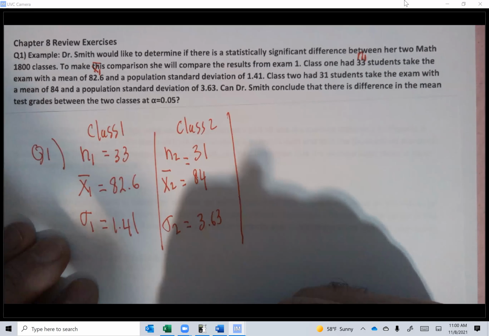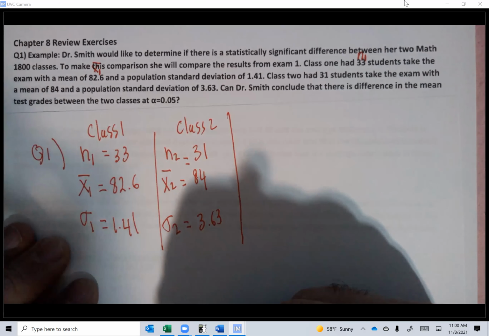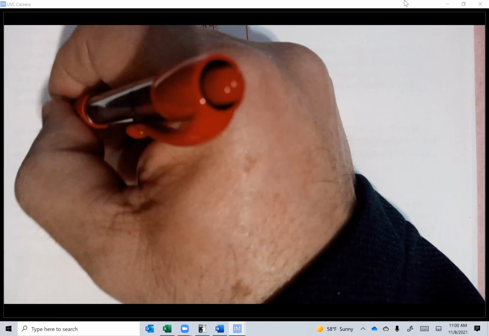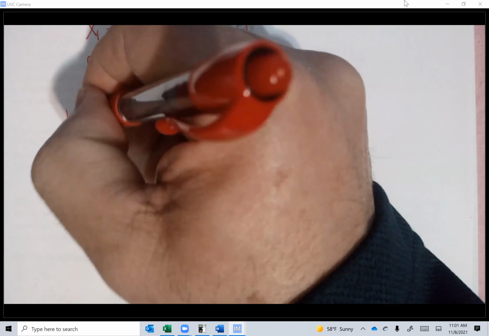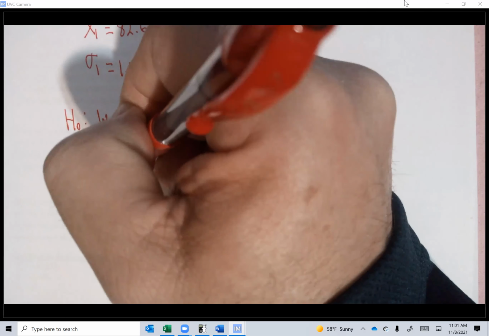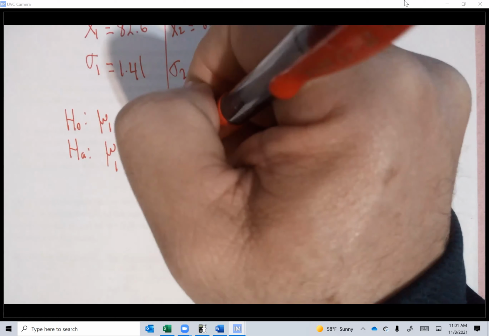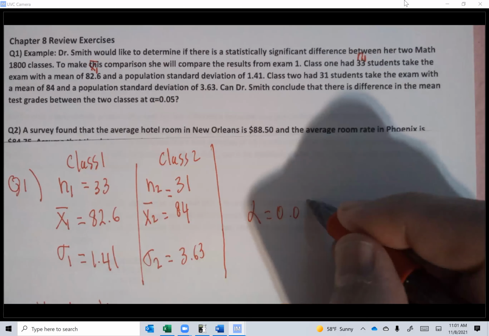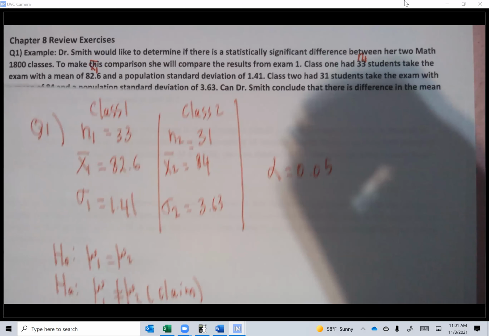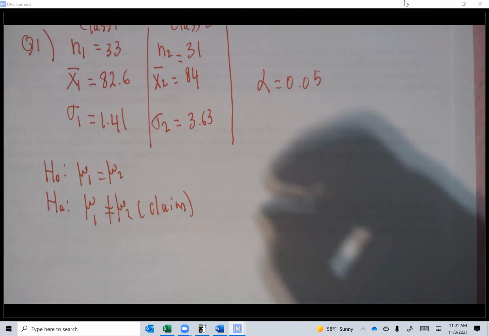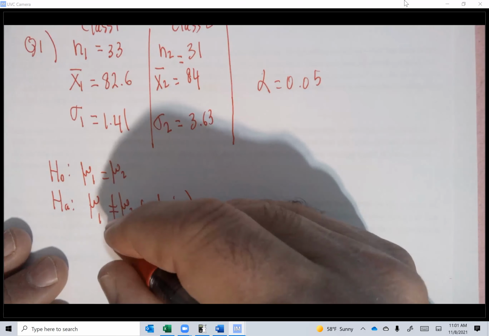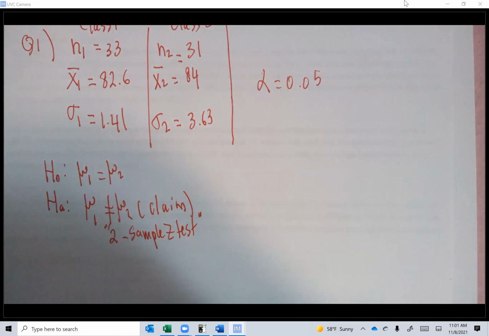Can Dr. Smith conclude that there is a difference in the mean test grades between the two classes? So there is a difference, guys. You agree with me? It should be this. Difference means not equal to. And what did he say? Alpha is 0.05. Okay, there you go, guys. Two sample z-test.